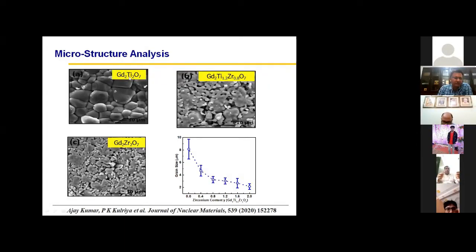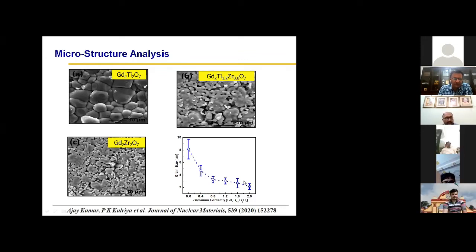So this one is pure GTO, and this one is GZO. Here you can see in the GTO the grain size is 8 micron, and in case of the GZO, it is 2 micron. Okay. So what is the reason for the decrease in grain size?